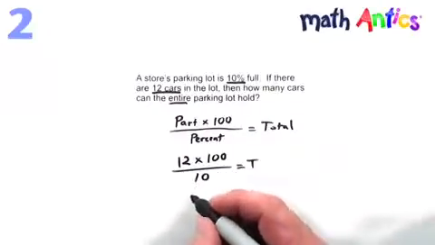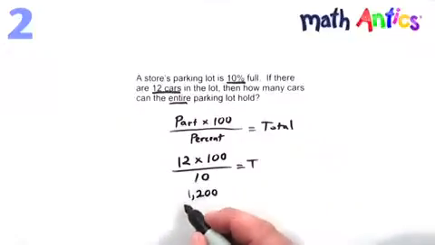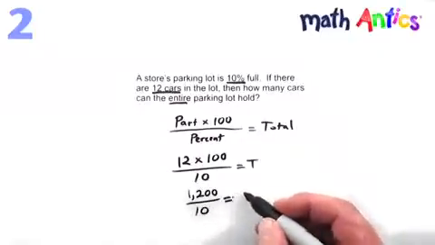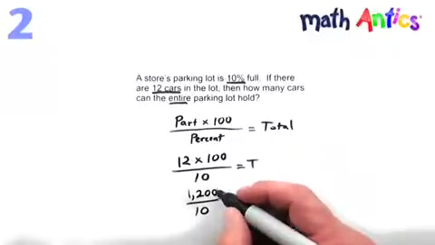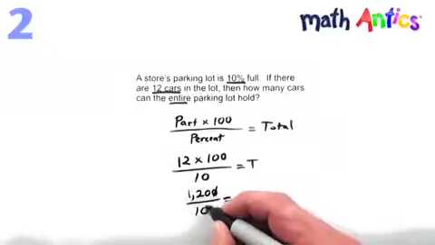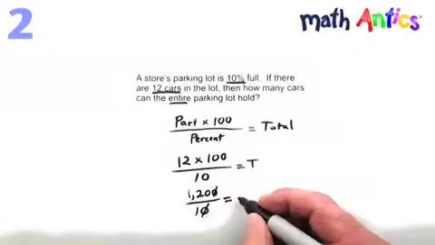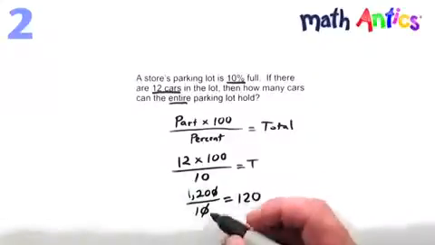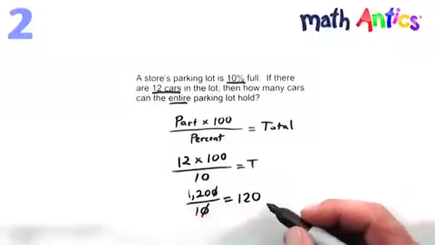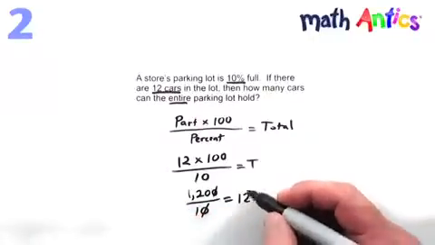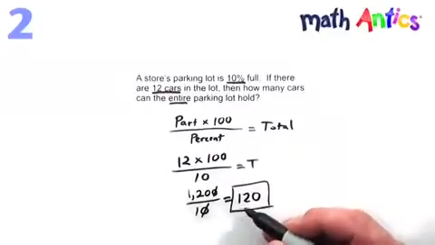12 times 100 is going to be 1,200, and then we're still going to divide that by 10 to get the total. And 1,200 divided by 10, we can do that by canceling the 10 on the top and bottom. Just take the 0 off. We have 120 over 1. That's just going to be 120. So that was an easy division to do without the calculator. And so we know that the total number of cars that can fit in the whole parking lot is 120.